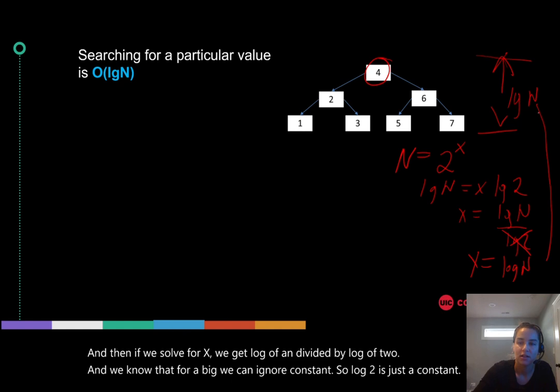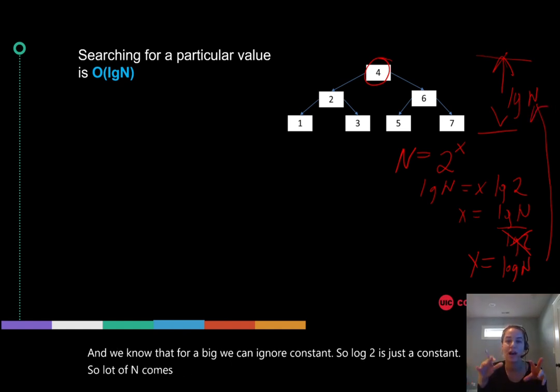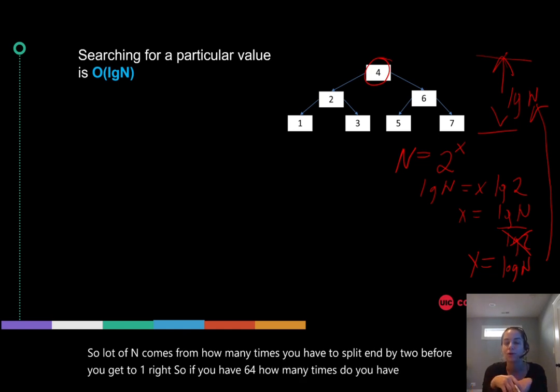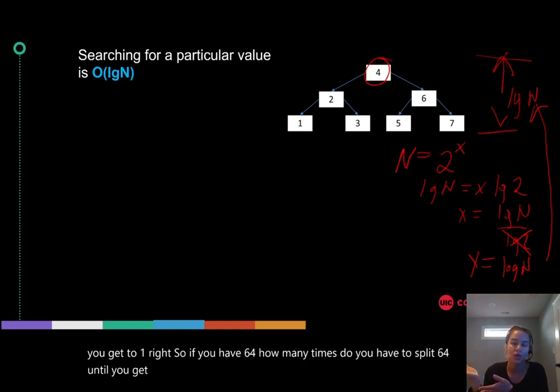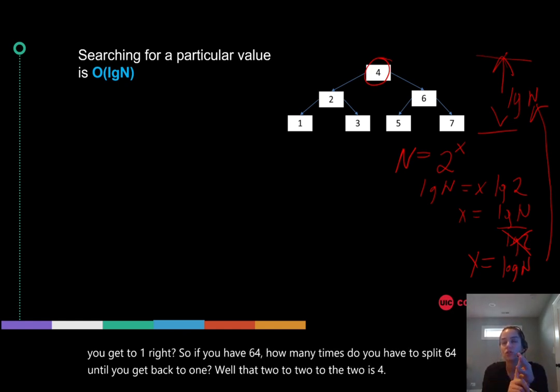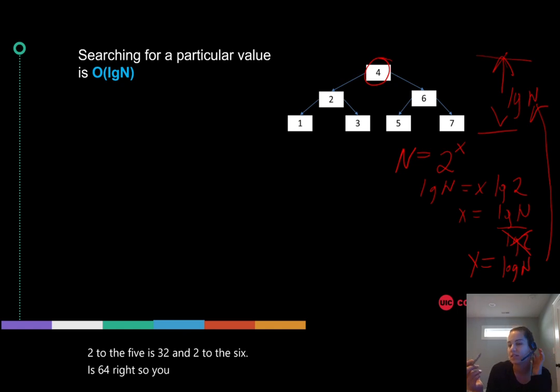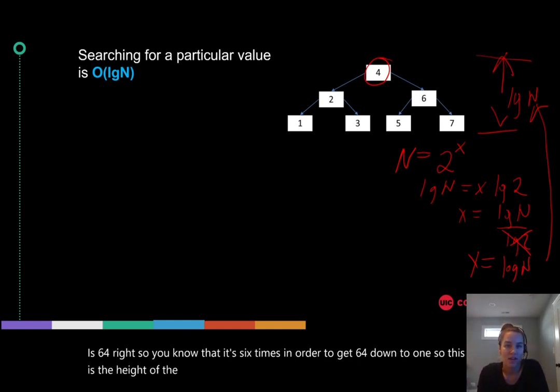So log of n comes from how many times you have to split n by 2 before you get to 1. If you have 64, how many times do you have to split 64 until you get back to 1? Well, you know that 2 to the 2 is 4, 2 to the 3 is 8, 2 to the 4 is 16, 2 to the 5 is 32, and 2 to the 6 is 64. So you know that it's 6 times in order to get 64 down to 1. So the height of the tree is log of n. That's how you get that.